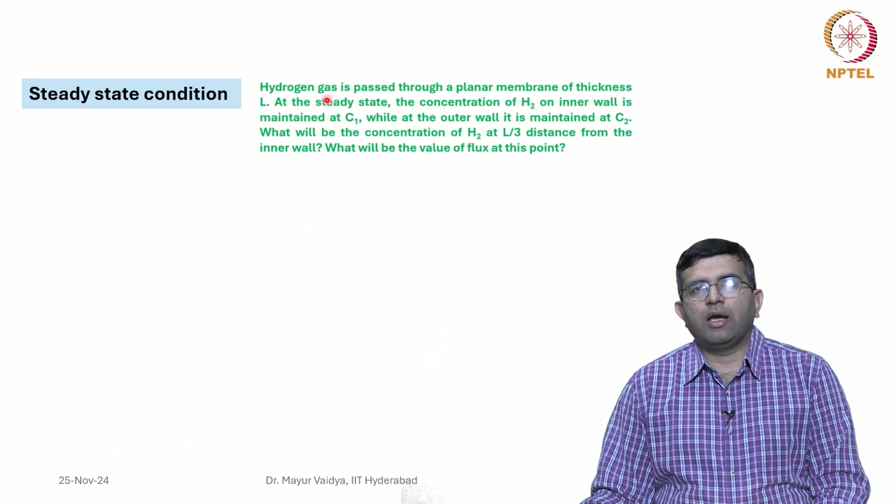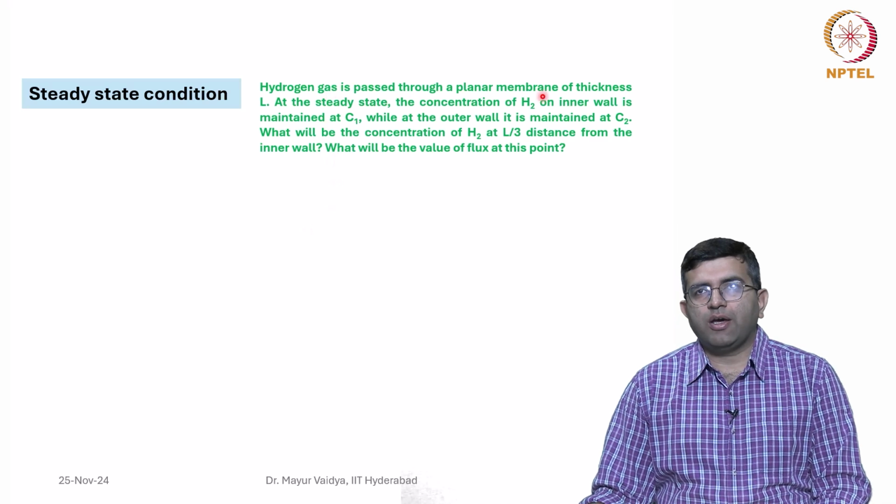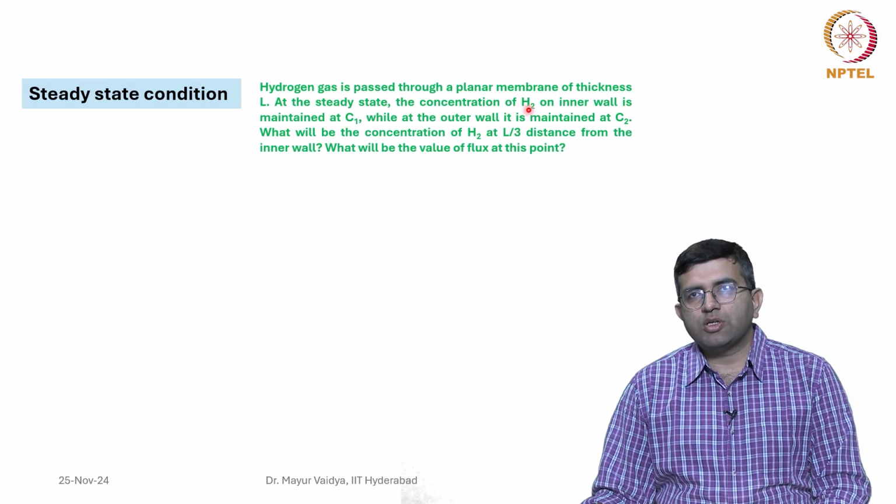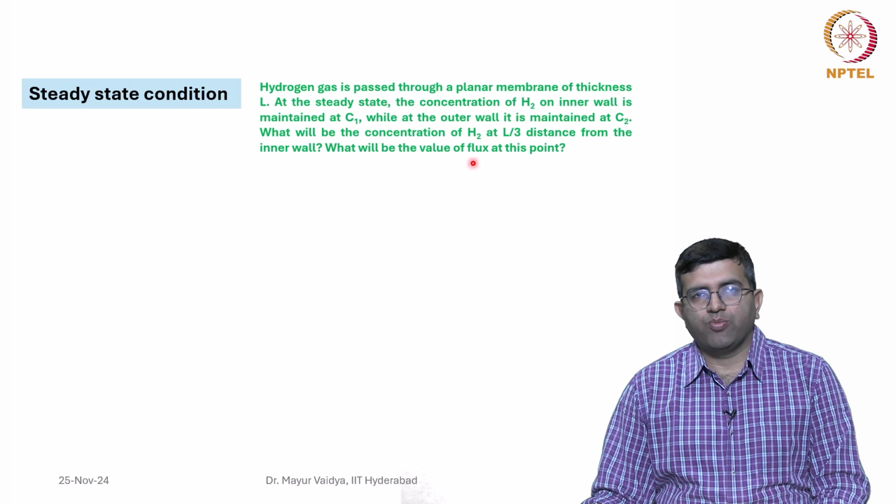Hydrogen gas is passed through a planar membrane of thickness L. At the steady state, the concentration of hydrogen on the inner wall is maintained at C1, while at the outer wall it is maintained at C2. What will be the concentration of hydrogen at L/3 distance from the inner wall, and what will be the value of the flux at this point?